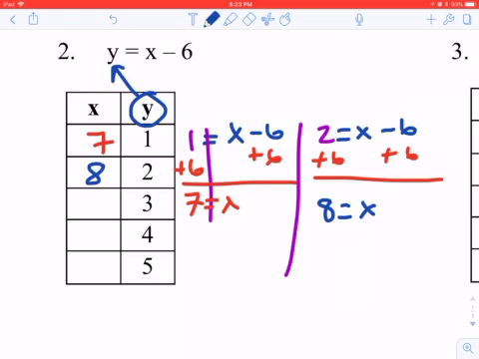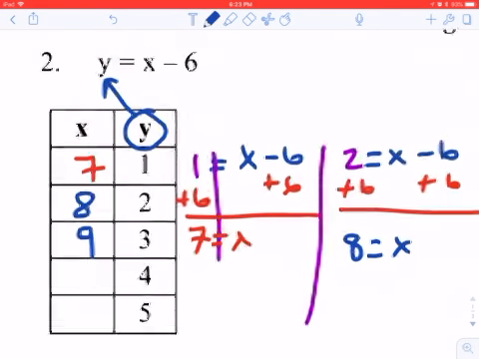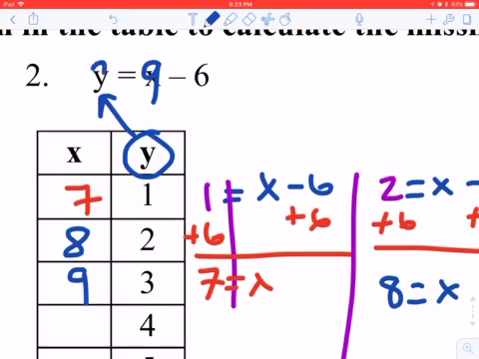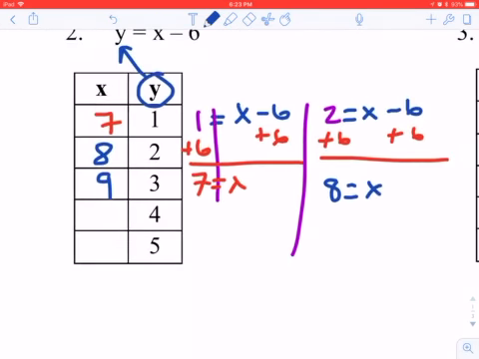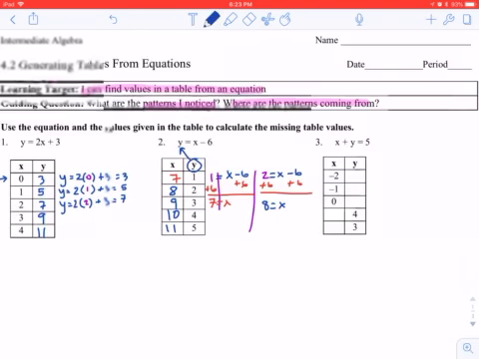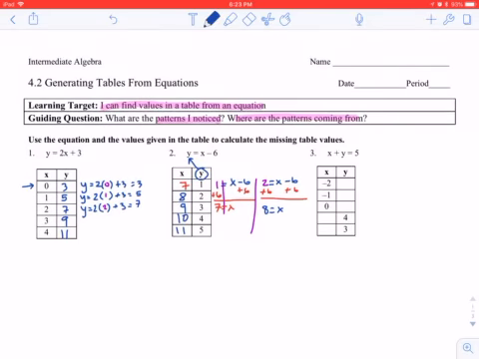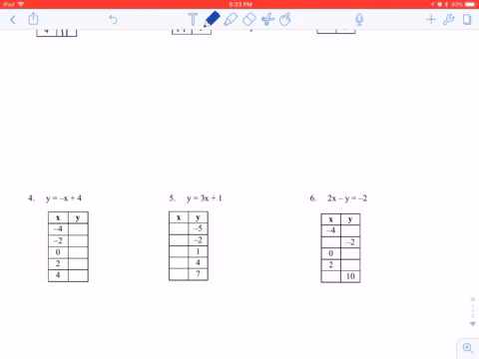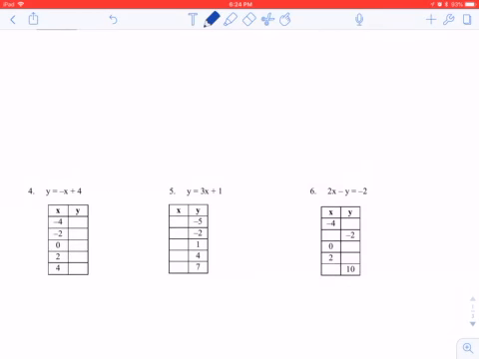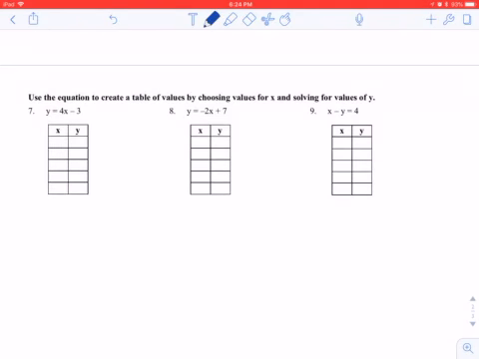So what can we guess for the next one? It seems like it's going by a pattern. We can guess that this is 9. And let's check. When you put 9 in here, 9 minus 6 is 3. Yep. Then we can continue. Okay. So pretty straightforward. Just plugging the numbers in and seeing what you get. So for the rest of these, pretty straightforward.